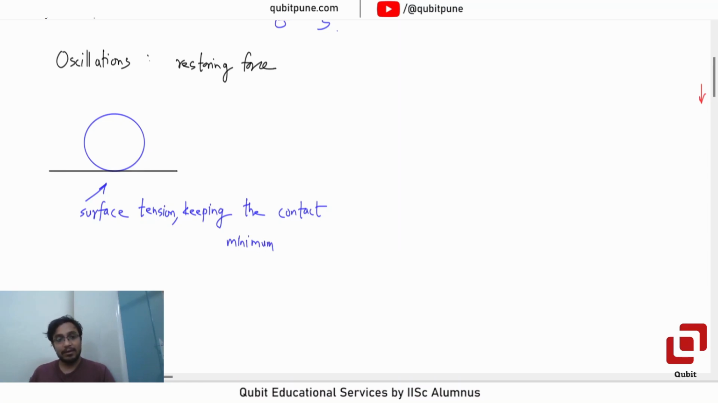Now suppose what we do is we slightly deform it. Let's say we apply a deforming force.